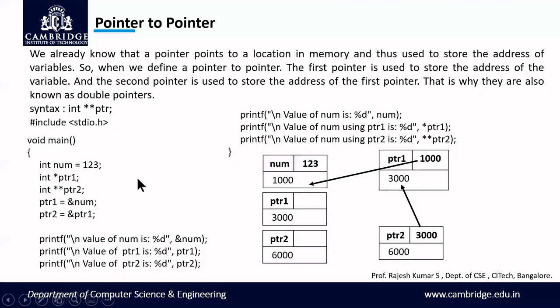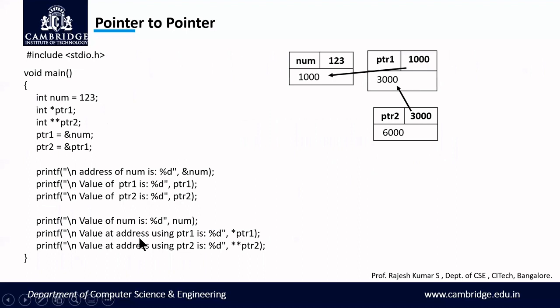Now, before going to the next line, let us see this diagram. I will be explaining with respect to it. num is a variable, then the first pointer, then the second pointer. The address of num is ampersand num. When I print this address, it is 1000. 1000 will be printed on the monitor screen.